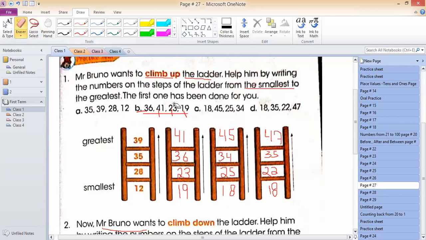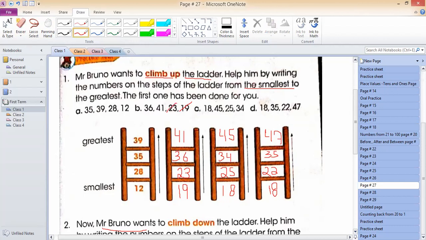Once you finish writing 19, you have 3 numbers left. The numbers are 23, 41 and 36. So you again compare the tens: 3, 4 and 2. 2 is less than 4 and 2 is less than 3. That means 23 is less than 36 and less than 41. That's why you write 23 then.